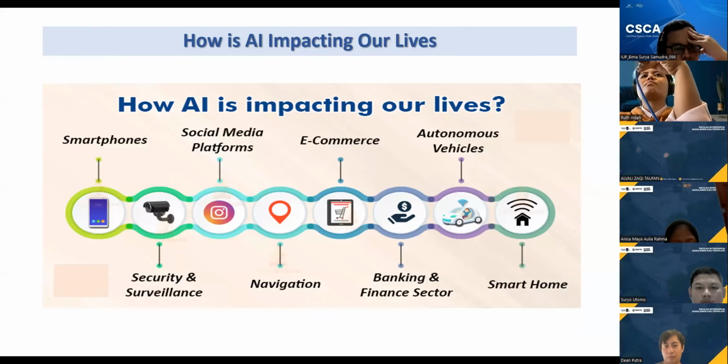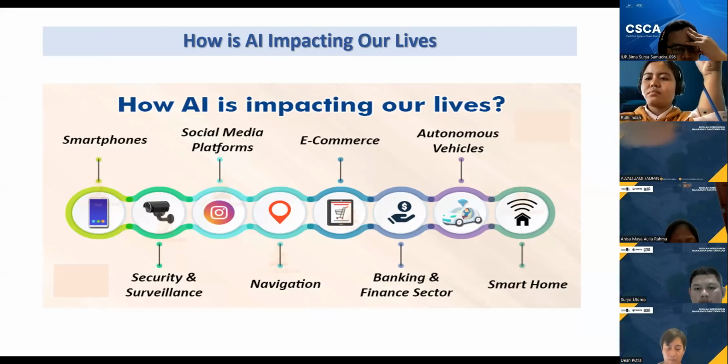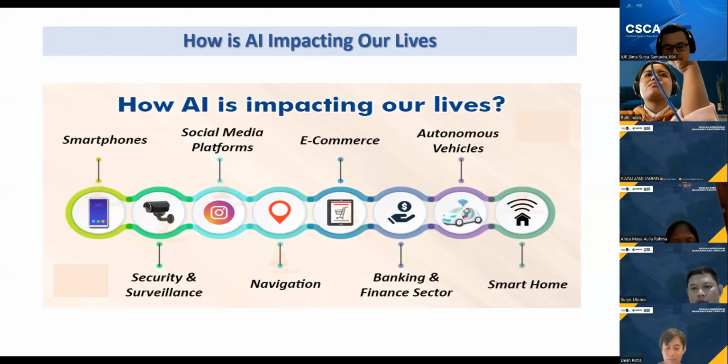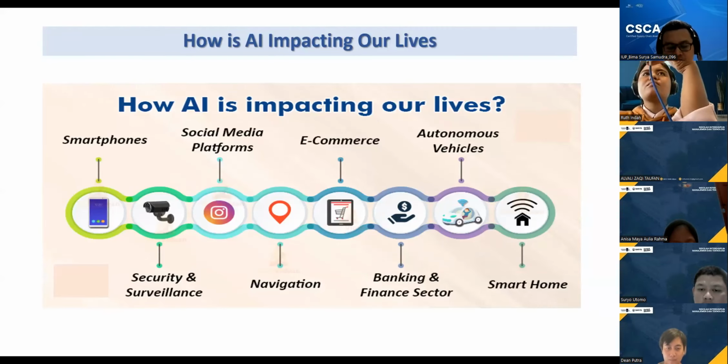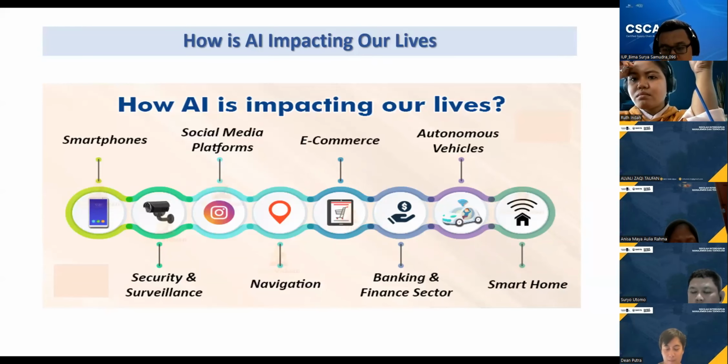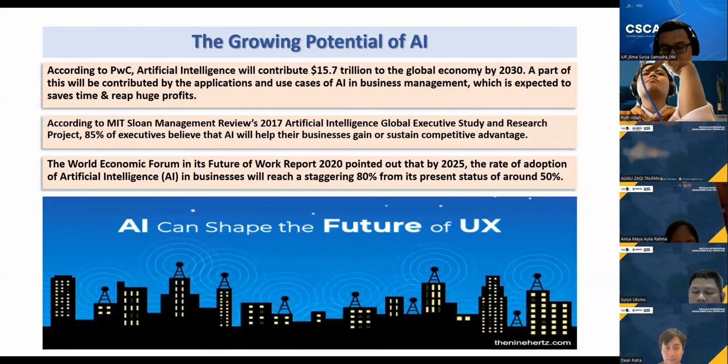As I said, it is being used in so many various ways, not just in marketing, but in designing of your smart homes, in so many features in your smartphones that you are holding in your hands, in terms of security, surveillance, social media platforms, e-commerce, navigation, banking and finance sector, autonomous vehicles, where we are talking about the self-driven cars and all. So a lot of areas are now using artificial intelligence.